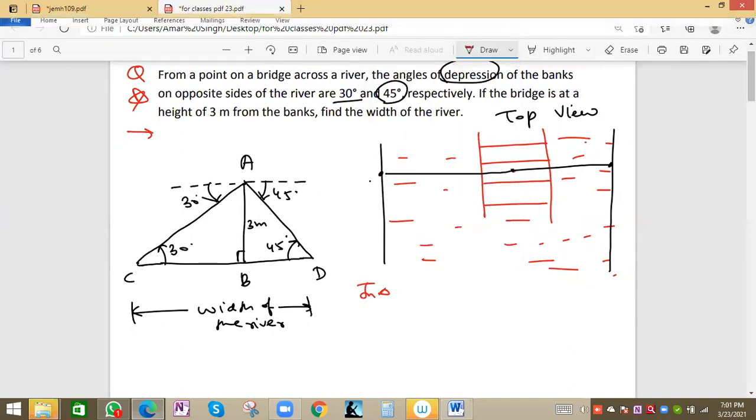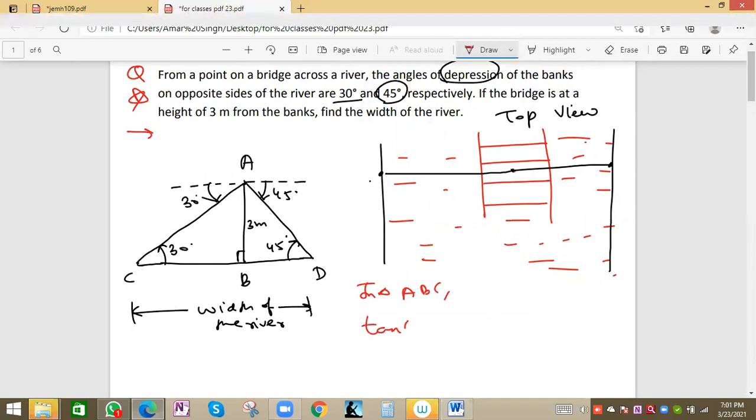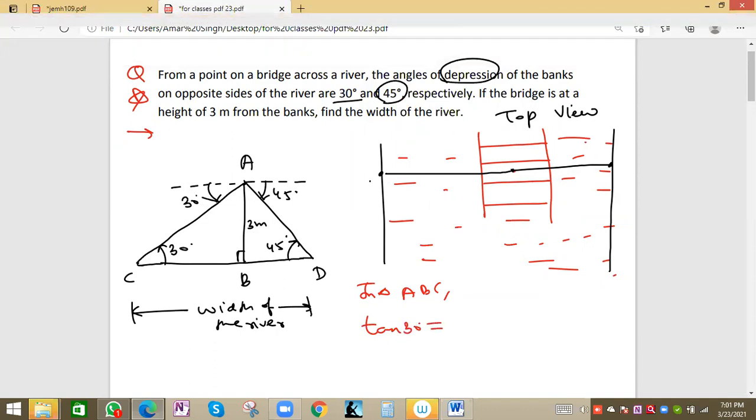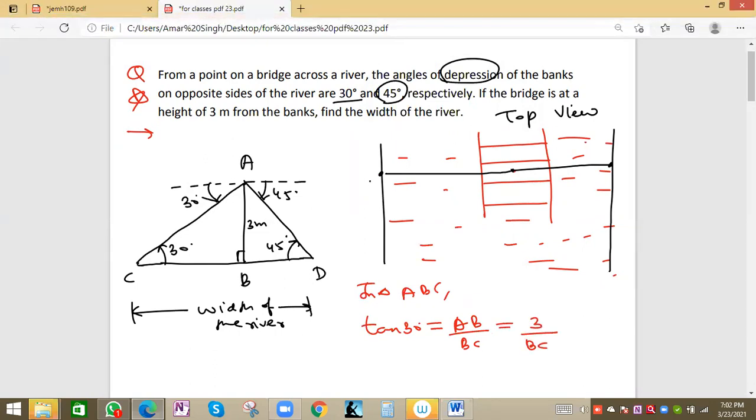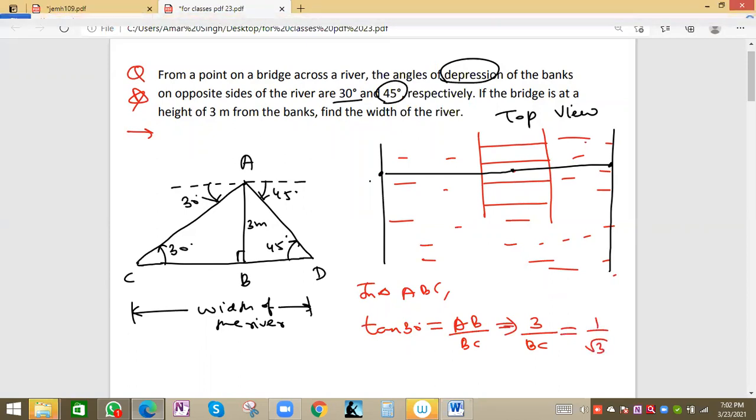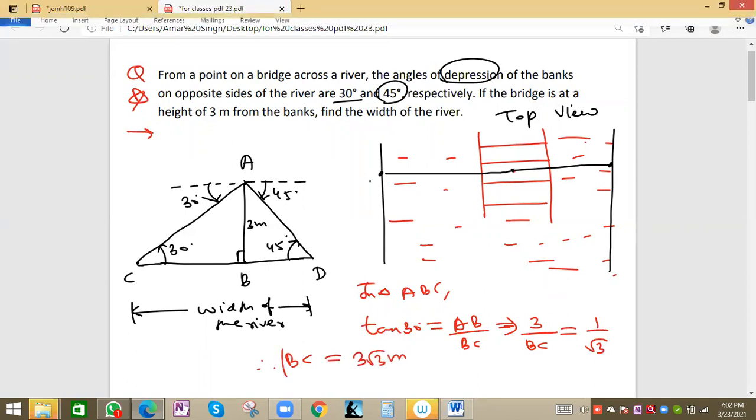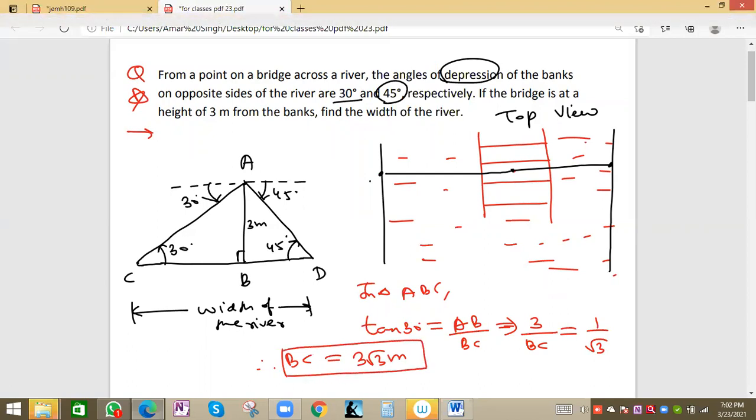So in triangle ABC, we take tan 30. After drawing this figure, we can quickly find the value of CD. tan 30 will be equal to P by B, or opposite by adjacent, AB by BC. In place of P by B, it is better to write AB by BC. AB is given as 3 meters, and BC is not known. tan 30 is 1 by root 3. So we got the BC value by cross multiplication: 3 root 3 meters, because the height of the bridge is given in meters, so this will be in meters.